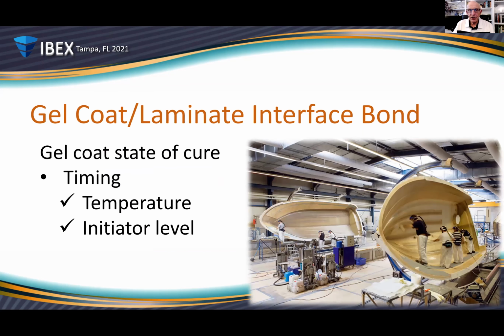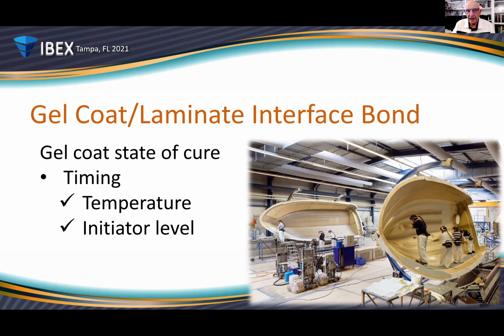Now, let's talk about the gel coat laminate interface bond. This is the timing of the laminate. So we've sprayed our gel coat. We have the perfect middle thickness and it's the right temperature and all those good things. The gel coat is on the mold and the gel coat is curing.